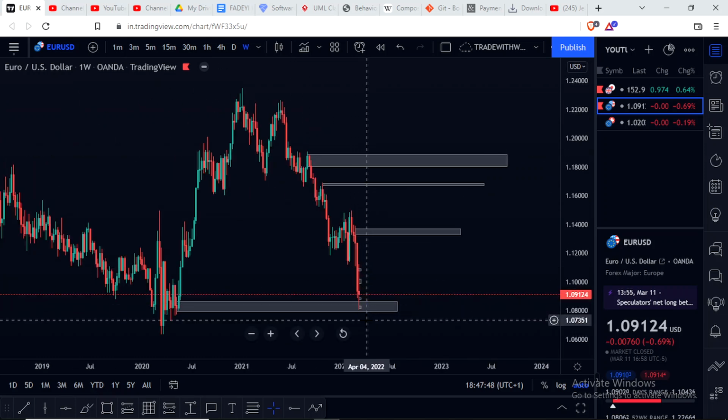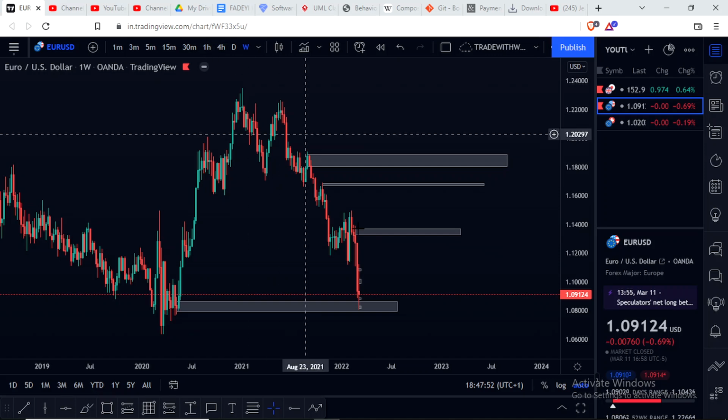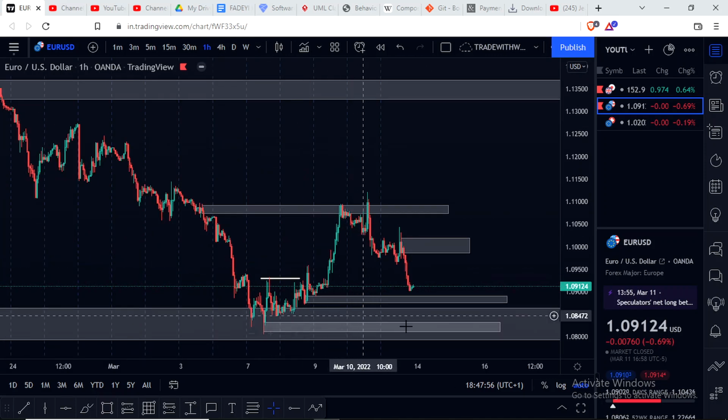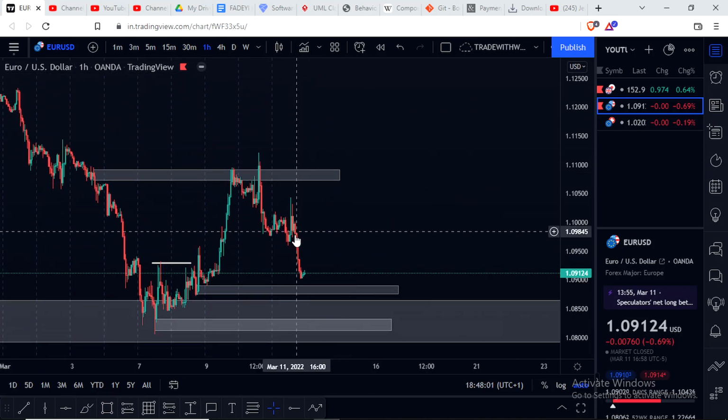If it pierces through this zone, then we should expect more sales. If it doesn't pierce through that zone and gives us confirmation around these zones, then we can look to buy again. Then we'll ignore this supply zone.